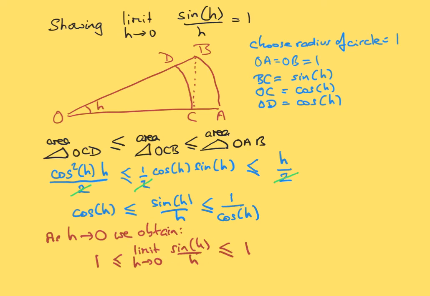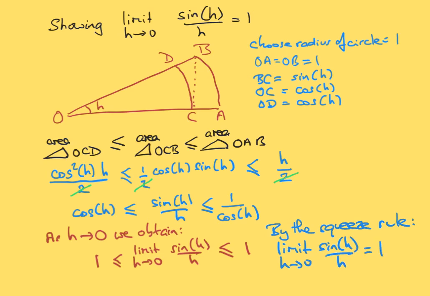So now we see that the limit that we want to calculate is going to be less than or equal to 1, and it's going to be greater than or equal to 1. So therefore, by the squeeze rule, which is very logical, we have that the limit as h goes to 0 of sine of h over h is equal to 1. There's nothing else it can be.